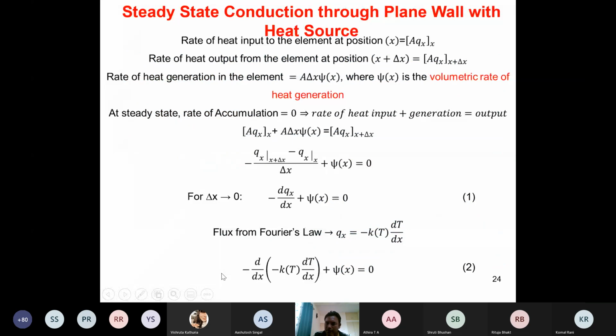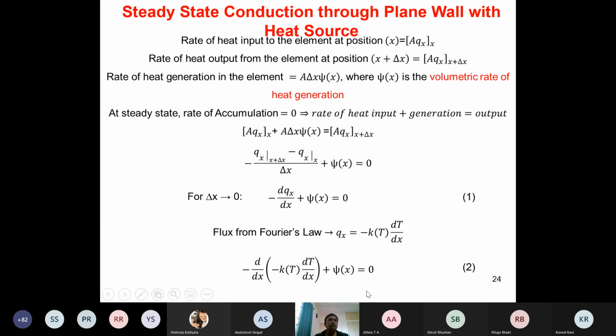So with this, the heat balance we have solved already, we have seen in the last class. So I will not go into detail of this. If we make a heat balance here, what we get is minus dqx by dx plus psi x equals 0. So this is a generalized expression. In this, we can put Fourier's law of heat conduction, where qx is given as minus k(T) dT by dx. If I put it, equation 2 is the most generalized expression.